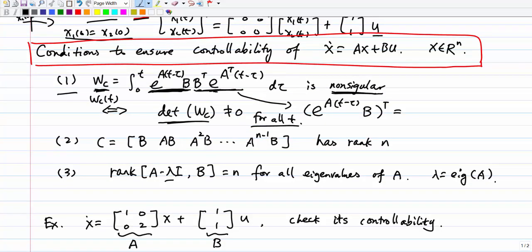Then which means this is controllable. The first condition is still a little bit hard because you haven't found the integrations, do all the matrix calculus, and also check the determinant is a little bit hard. The second condition is even simpler, which is to compute the matrix C. This is called the Controllability Matrix.